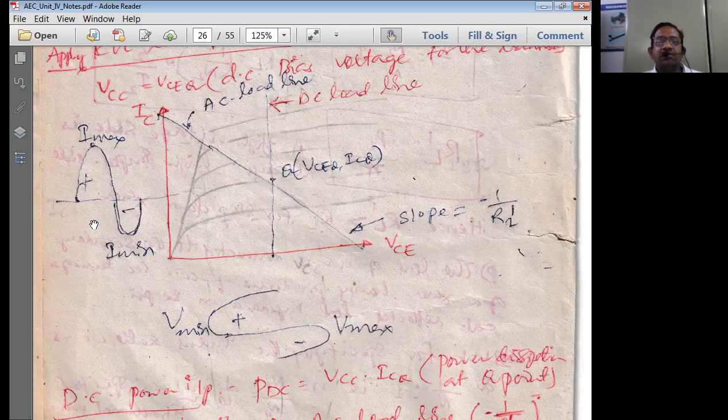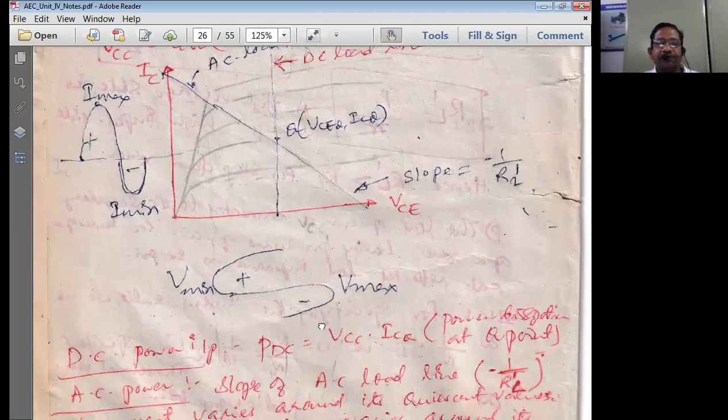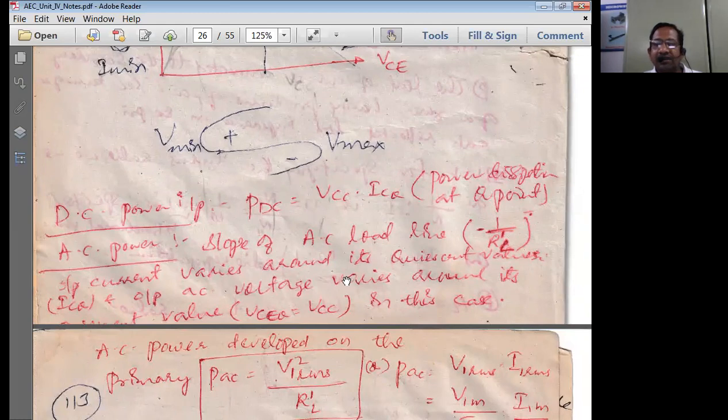And on this center, we are normally going to have excursions of the collector current and the output voltage. Right. So we have to do the analysis. Now, analysis means what? We have to find out the efficiency. Now, how do we find out efficiency? What is the DC input power? It is nothing but VCC into ICQ.